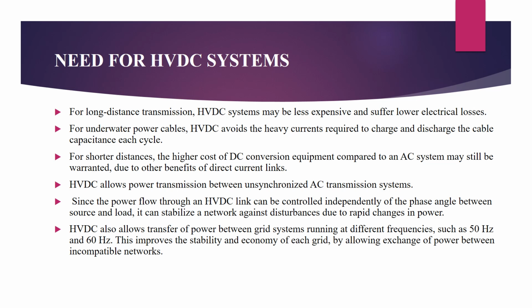Since the power flow through an HVDC link can be controlled independently of the phase angle between the source and load, it can stabilize a network against disturbance due to rapid changes in power. HVDC also allows transfer of power between grid systems running at different frequencies such as 50 Hz and 60 Hz. This improves the stability and economy of each grid by allowing exchange of power between the networks.